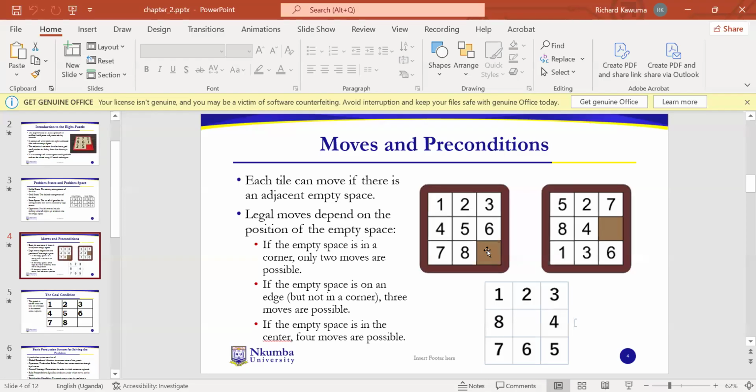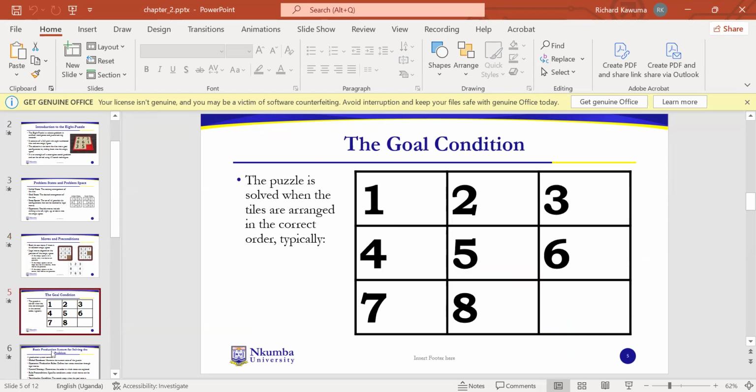So even here, should I take a 6 down? Should I take 8 to the right? Should I take a 7 down? Should I bring a 6 up? Should I bring a 4? Okay. So these are all the theories behind the AI systems which you are seeing, which are being created.